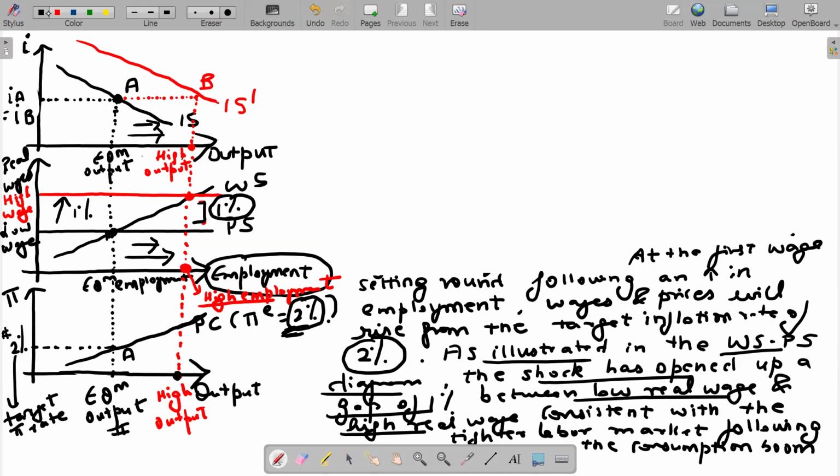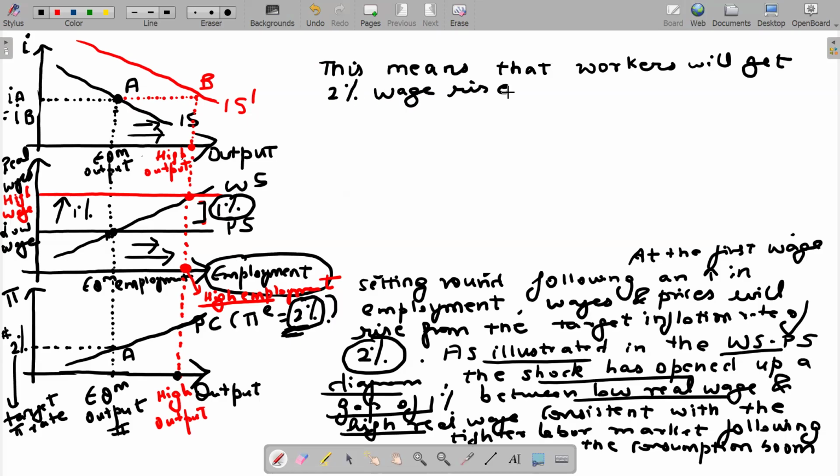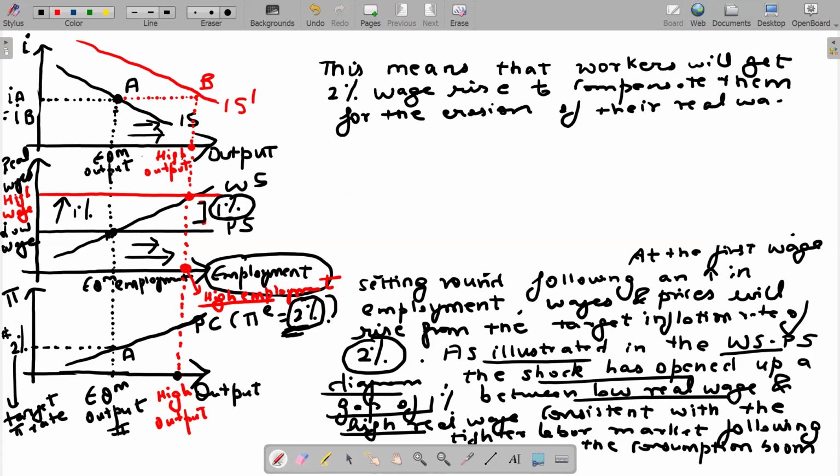Okay, so now I can write that this means that workers will get a 2% wage rise to compensate them for the erosion of their real wages due to the last period's inflation.